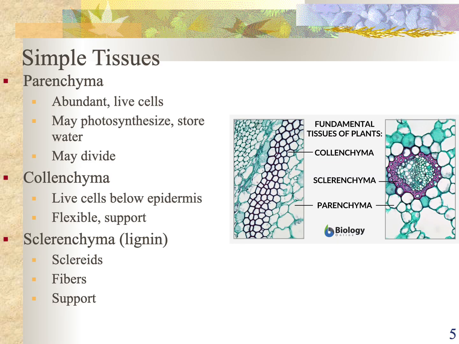Simple tissues you can see here: parenchyma, collenchyma, and sclerenchyma. The sclerenchyma are often dead when you see them. They're lignin cells that are supportive, lots of fibers in them. But parenchyma and collenchyma, these are live cells. Parenchyma are often the cells you find doing photosynthesis.